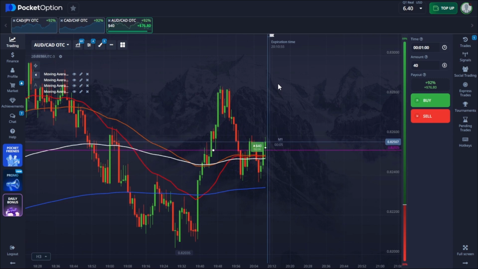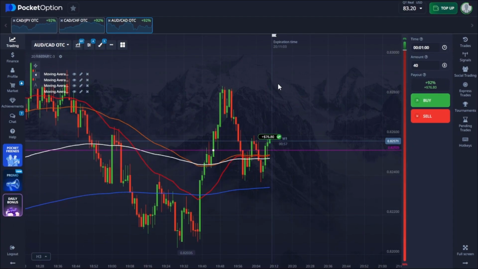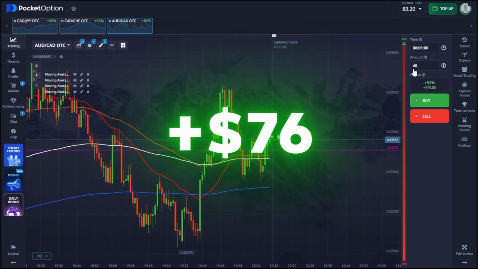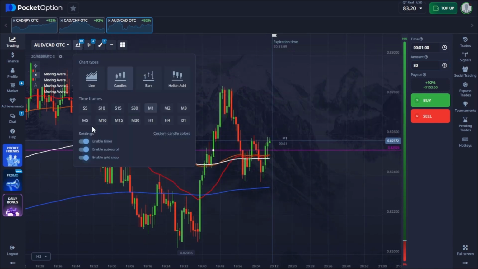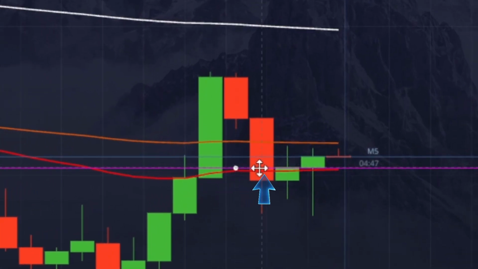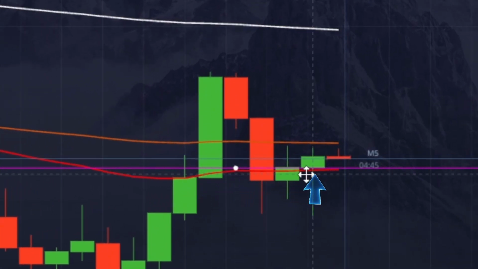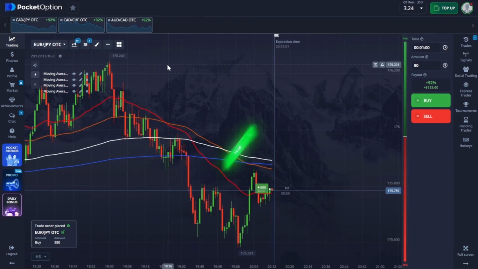5, 4, 3, 2, 1. Boom! We got this, baby. Another one. 76 of profits. Look at this. Now I got this with $80. Then 5 again. Let's continue with that one. Pretty good. And look at this point, guys. Okay? Pay attention on this.